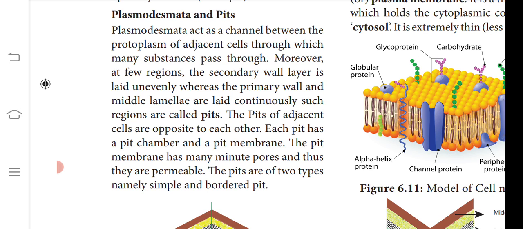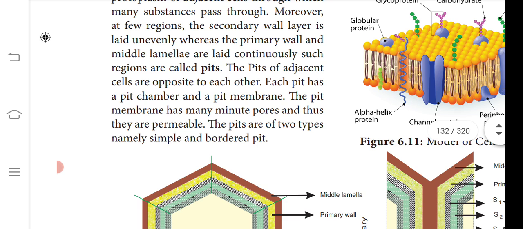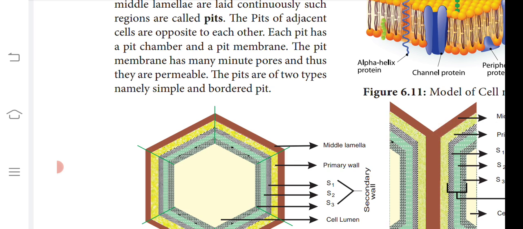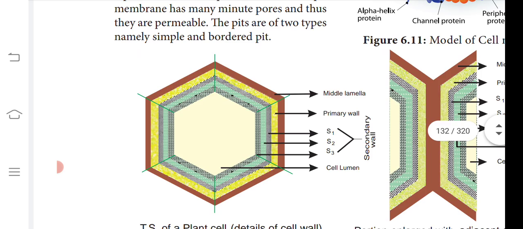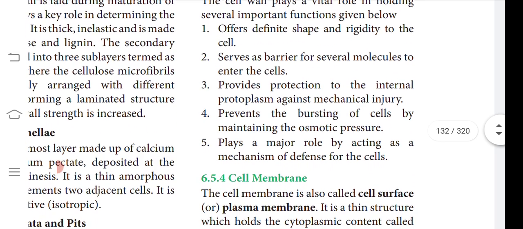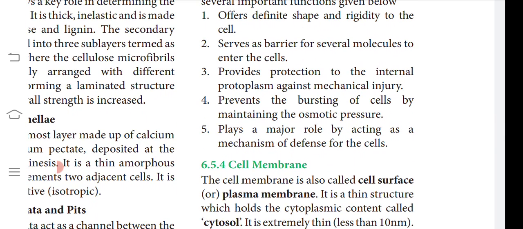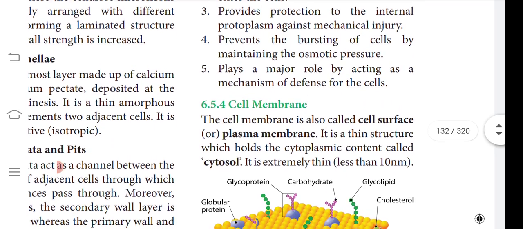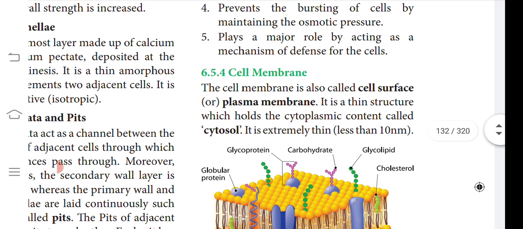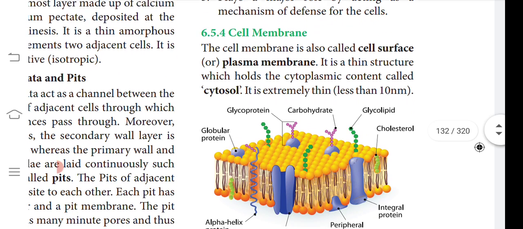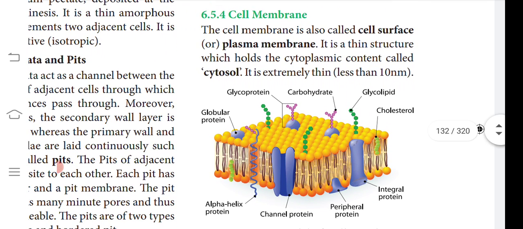Pits of adjacent cells are opposite to each other. Each pit has a pit chamber covered by a membrane called the pit membrane. The pit membrane has many minute pores. They are permeable, allowing materials to pass through. Functions of the cell wall: it offers defined shape and rigidity to the cell. It serves as a barrier for several molecules and protects the internal protoplasm, prevents bursting of the cell due to osmotic pressure, and plays a major role in the defense mechanism of the cell.